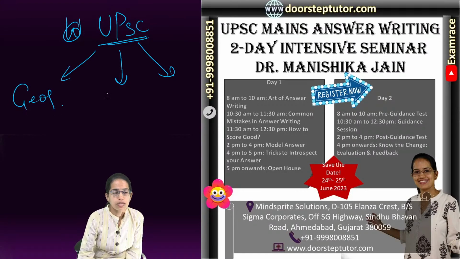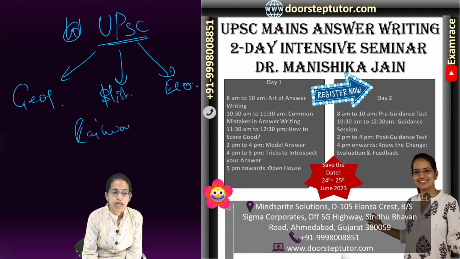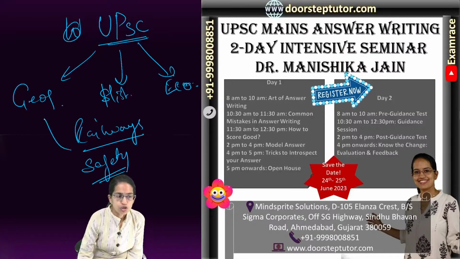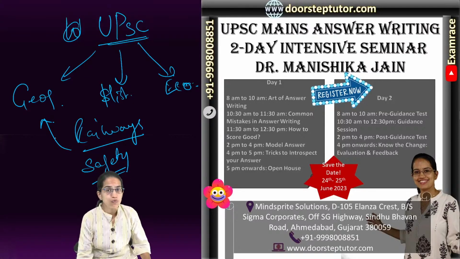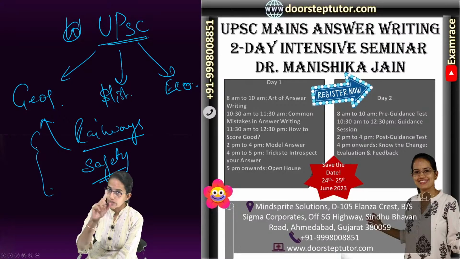The geographical perspective, the historical perspective, or the economic perspective. Now, taking back the same example of railways, if we are talking about the railway safety network, what are the key things that you need to take into account? Geographically, which are the areas where you have more fast trains and the networking which is not under coverage.